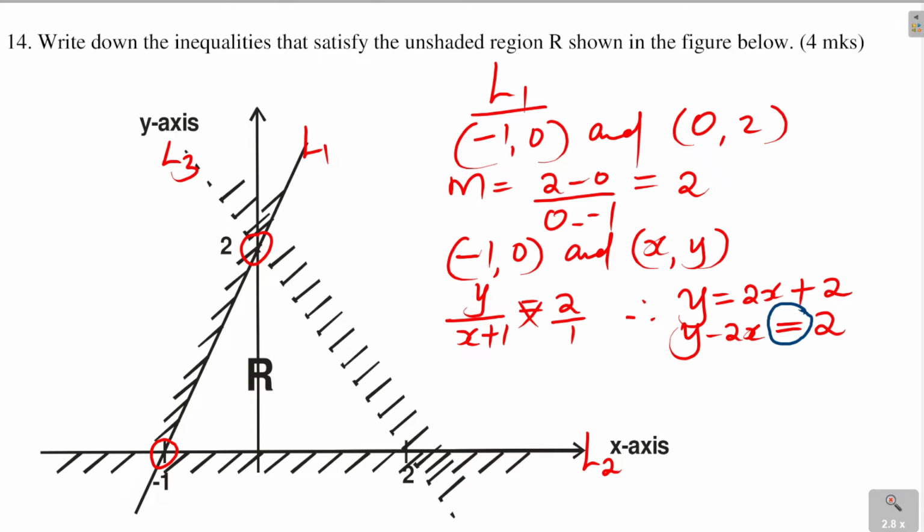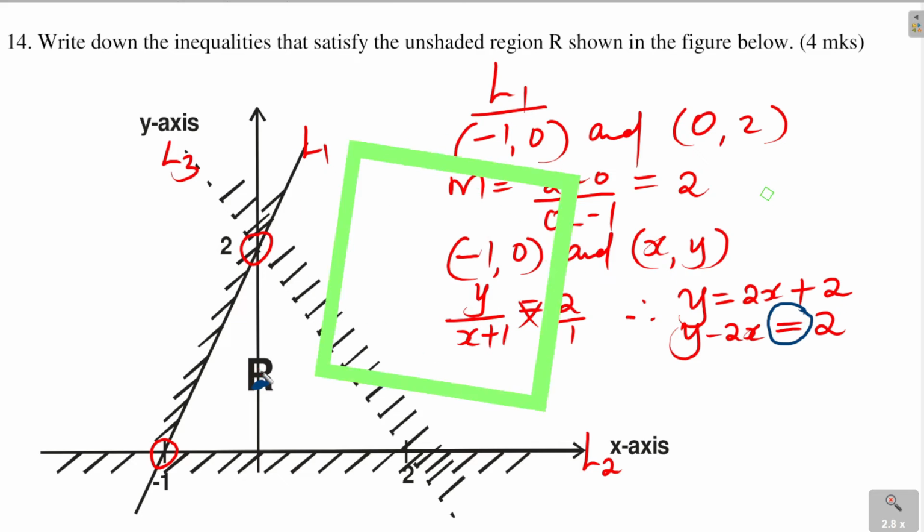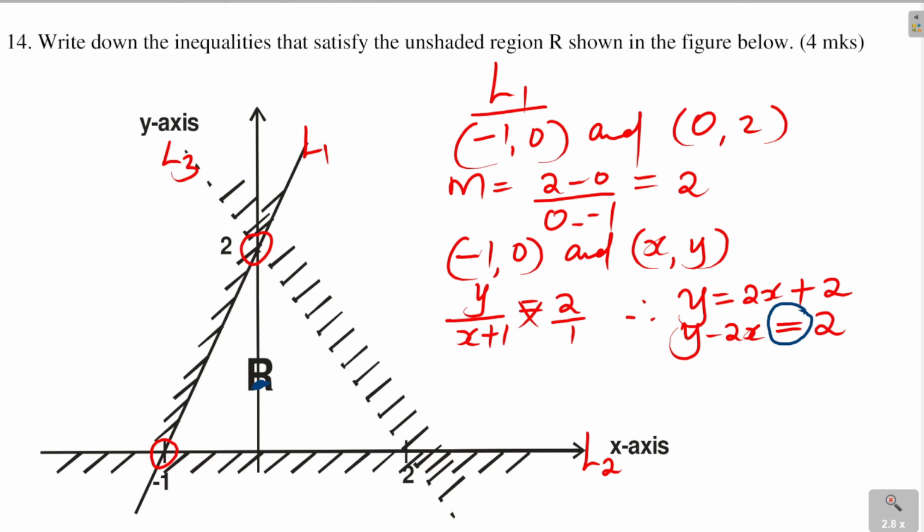I'd like you to be very keen here. Pick a point on the required region. Let's say a point like 1, 0. 1, 0 will be somewhere here. So 1, 0. Not 1, 0, but 0, 1. Pick a point like 0, 1. 0, 1 lies here in the required region. You can pick any point.